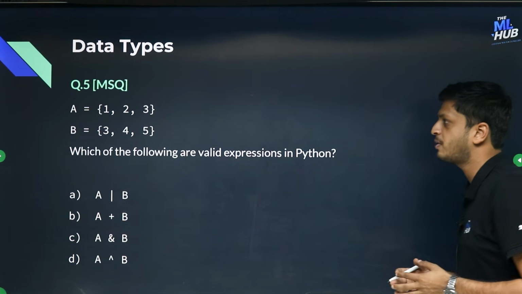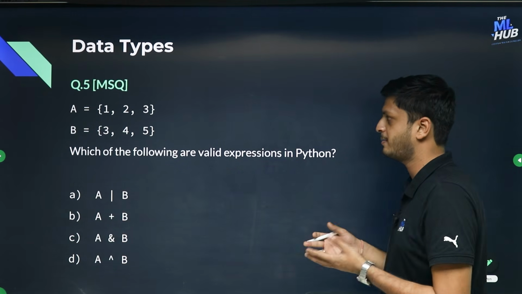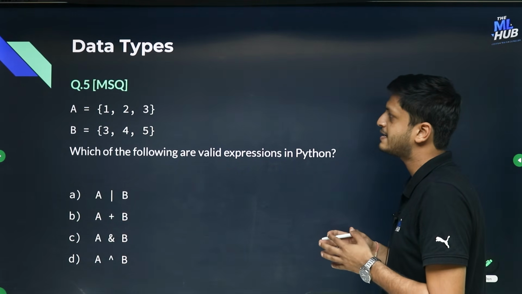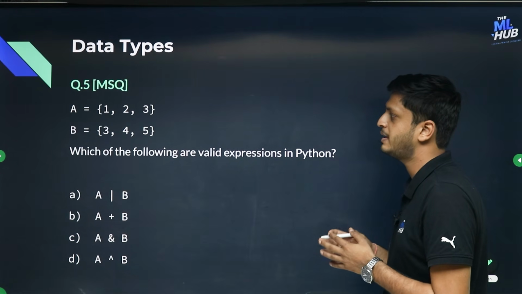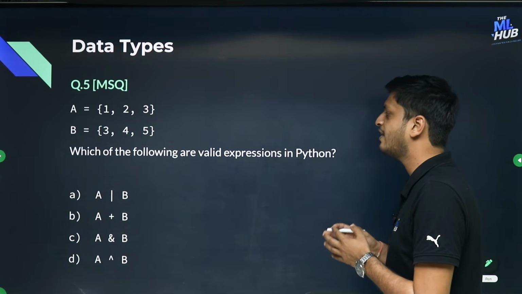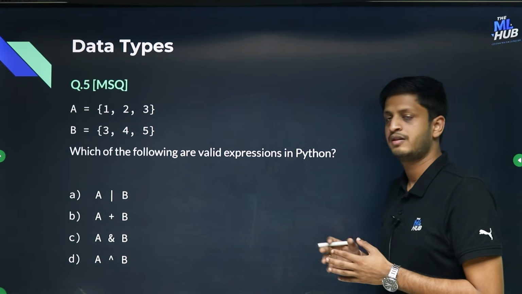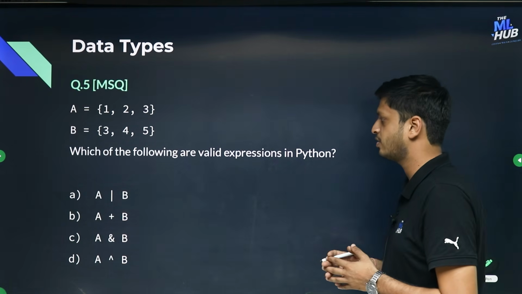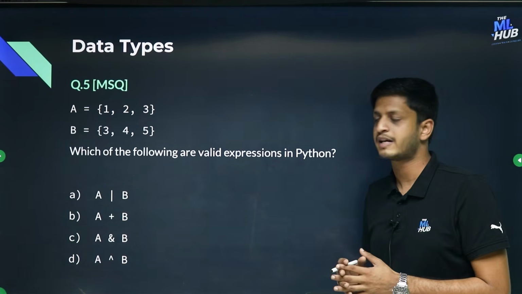Now let's look at the next problem. This is a multiple select question again. Multiple options can be correct. A is a set containing 1, 2 and 3. B is also a set containing 3, 4 and 5. Which of the following are valid expressions in Python? Which of the following is a valid expression? Okay, is or are. So multiple expressions can be correct.